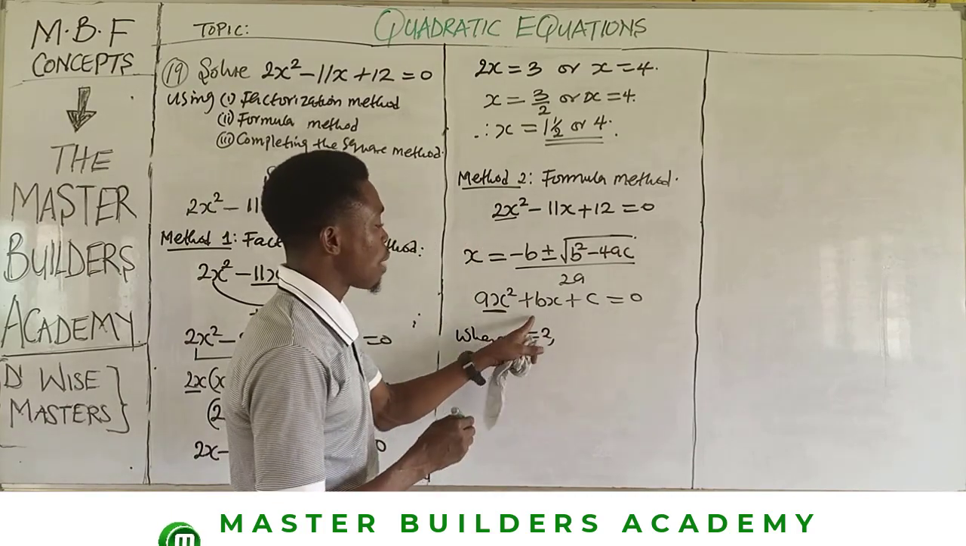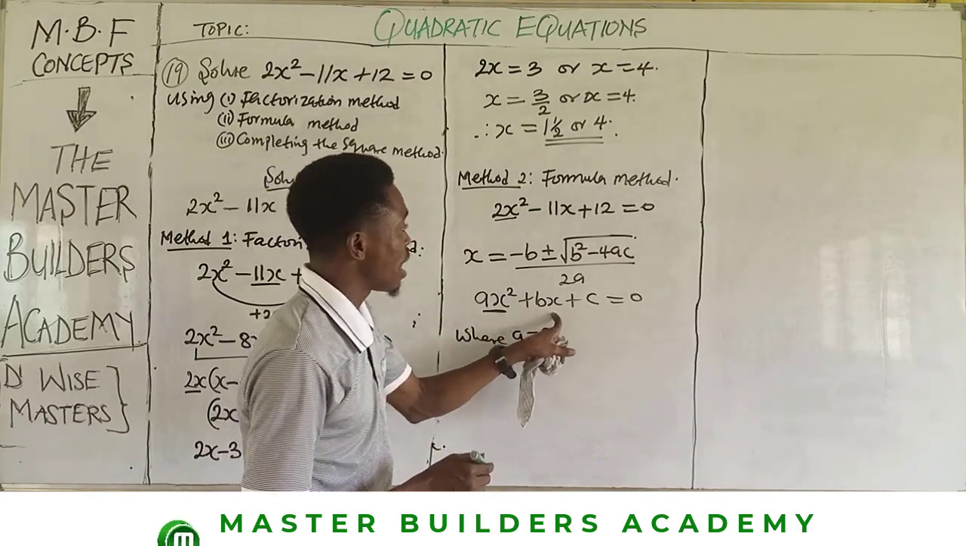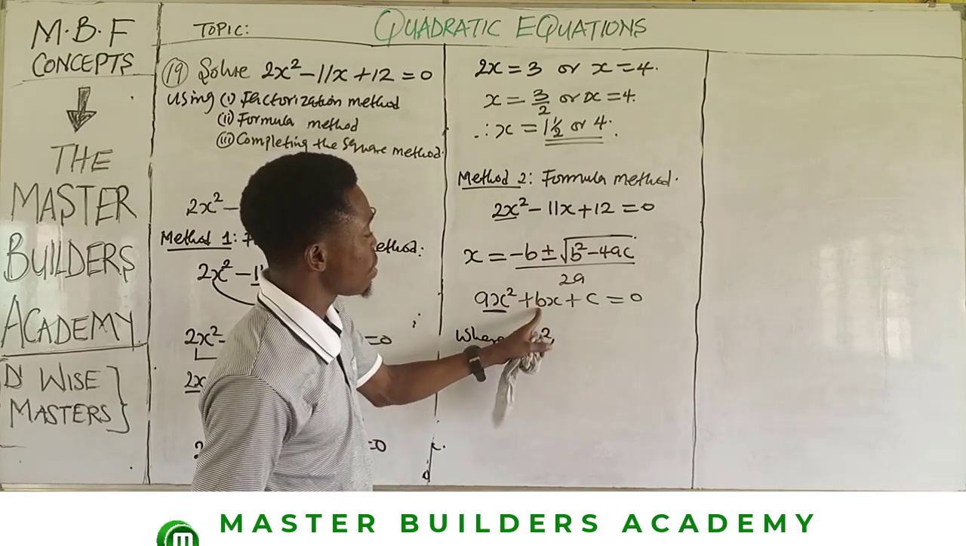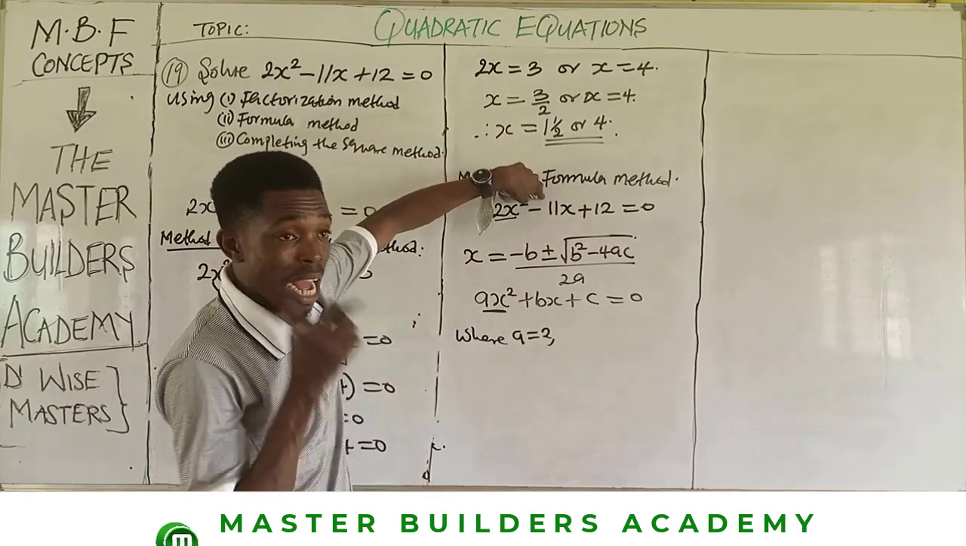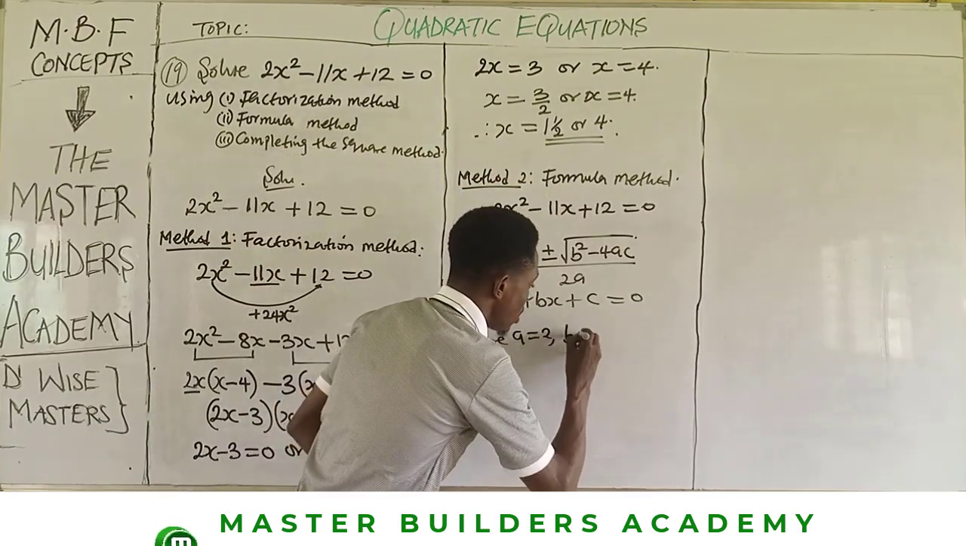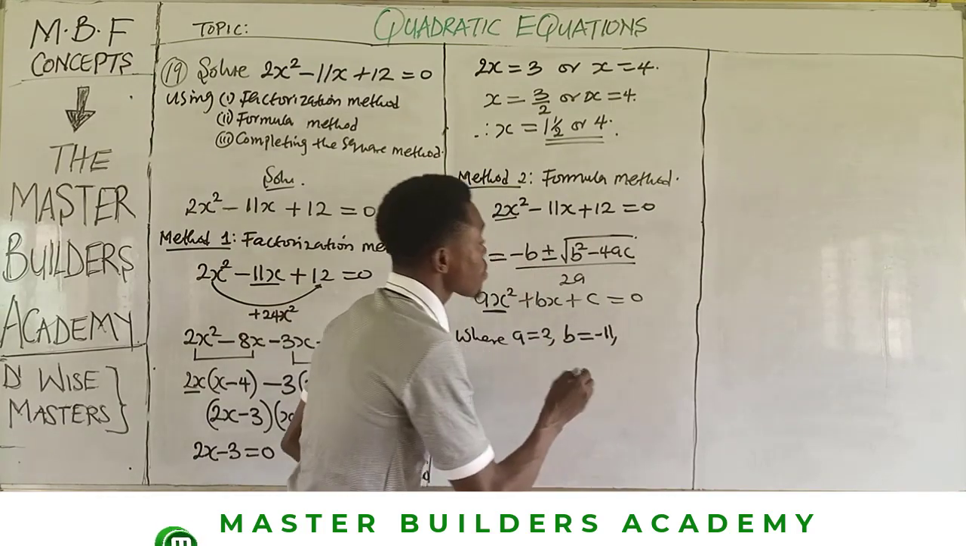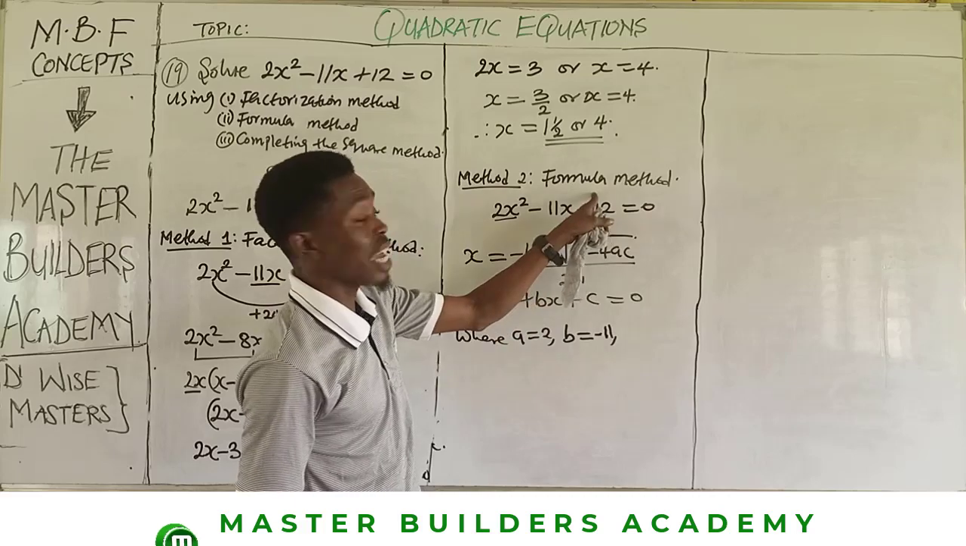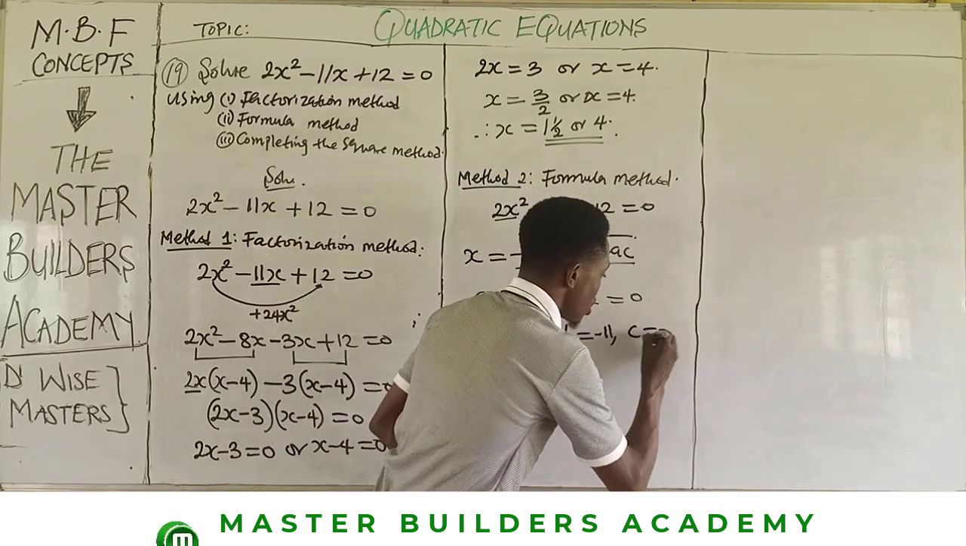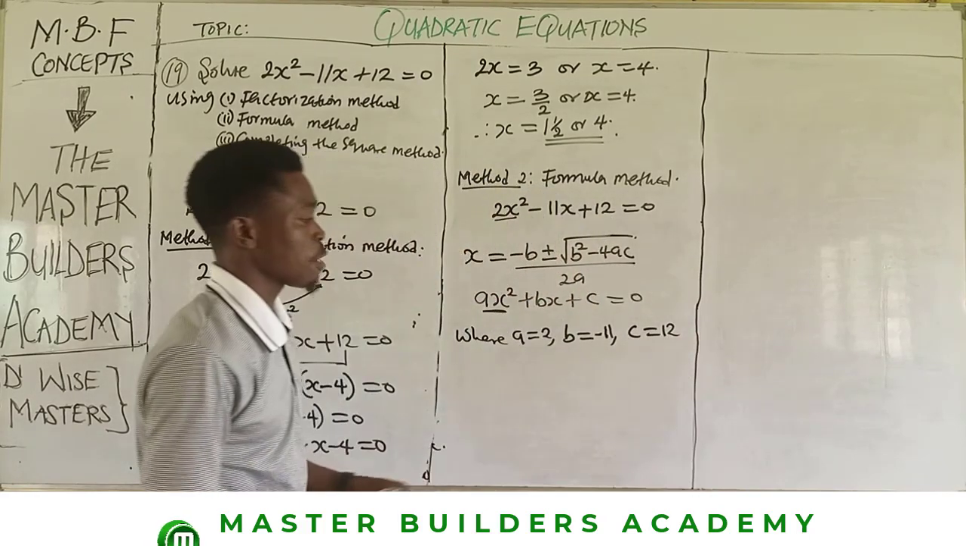Then I will come to the middle term, which is bx. I will compare the middle term here to the middle term here. That is to say, b is equal to minus 11 as given. That shows that b is equal to minus 11. Then finally, when we come to the constant term, which is c, the one that is constant here is 12. That means c is equal to what? Positive 12. It's as simple as this.